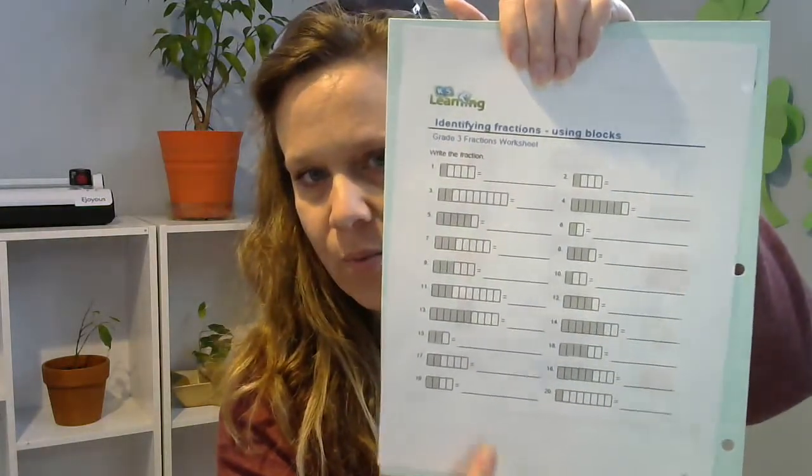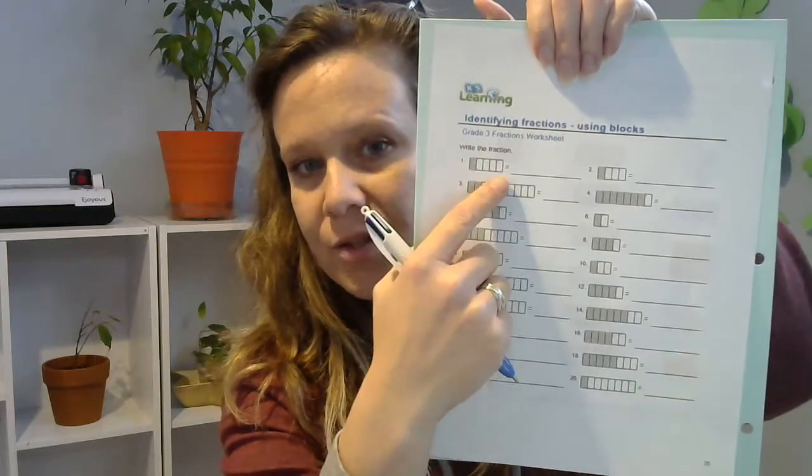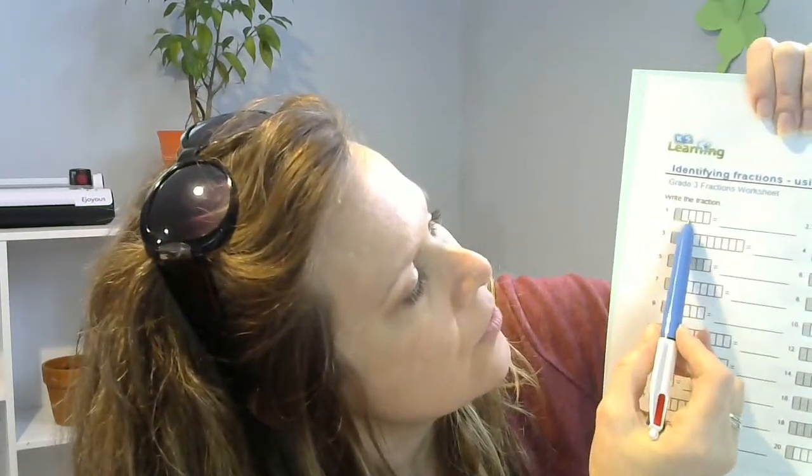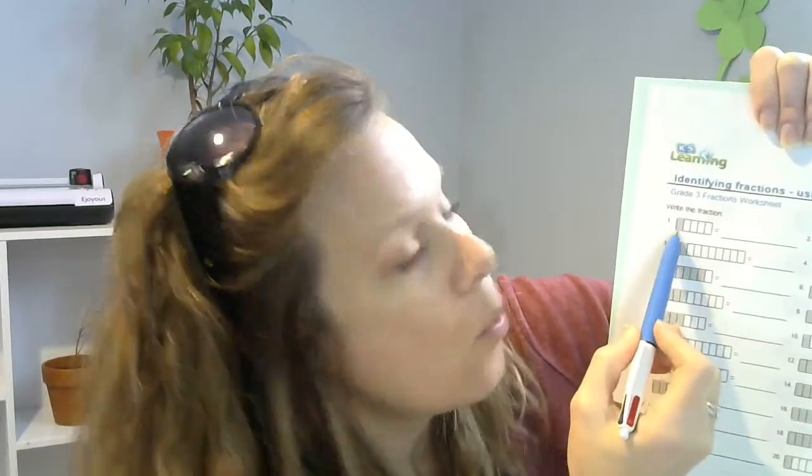Page 3 says page 20 at the bottom of your packet, and mine is this paper right here. We are identifying fractions using blocks. Write the fraction. You're going to need to know how many pieces I have all together. 1, 2, 3, 4, 5. This whole rectangle has been divided into fifths. How many are colored? 1.